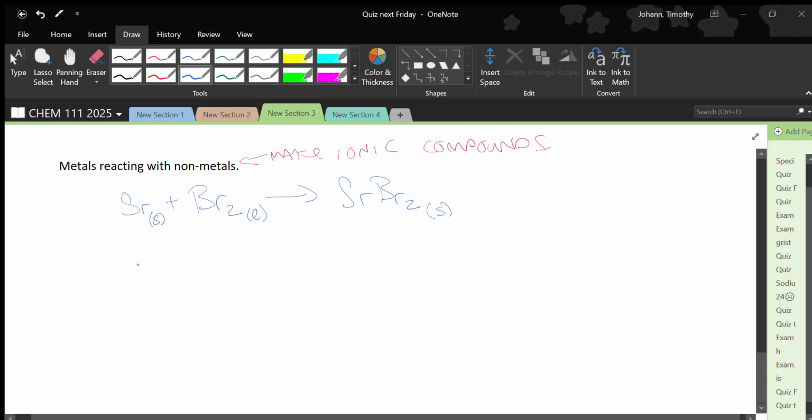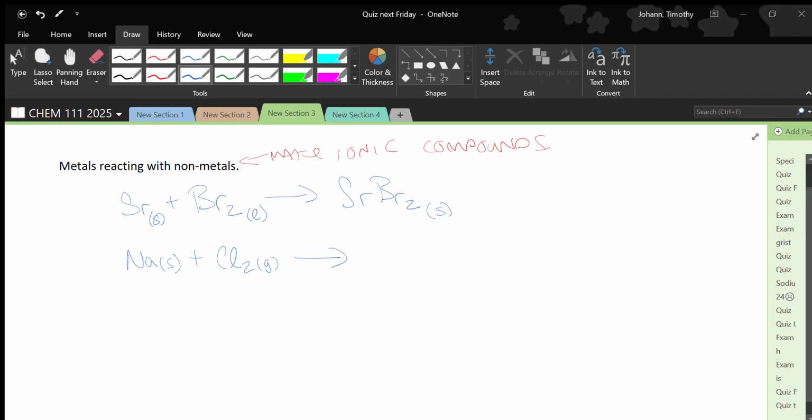Go ahead and do this one. Same sort of thing. You're going to have to think about charges though. So we've got sodium reacting with chlorine gas. Chlorine gas is nasty, by the way. It looks like I didn't, no, it is balanced. Okay. The reaction above is balanced. Balance your equation once you're done too, if you have time.